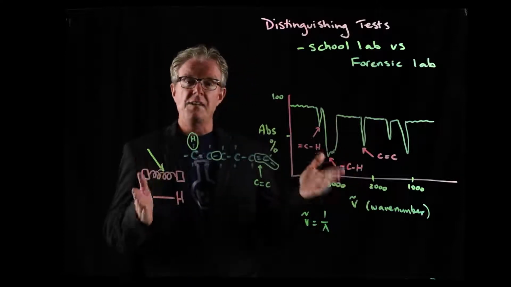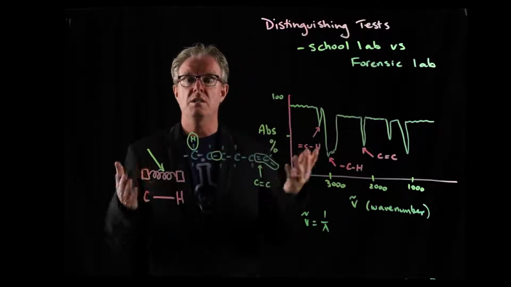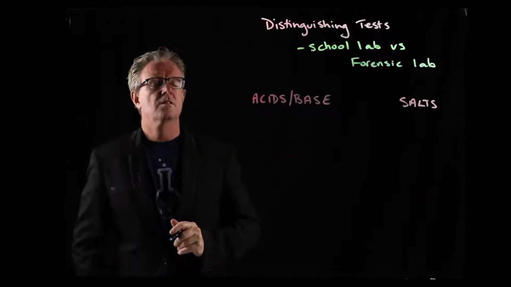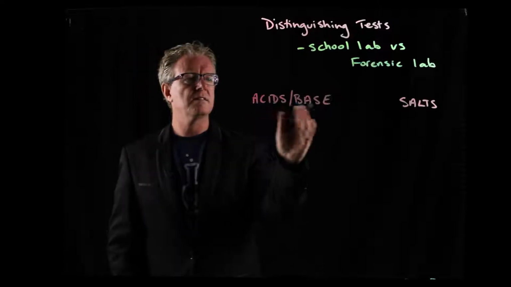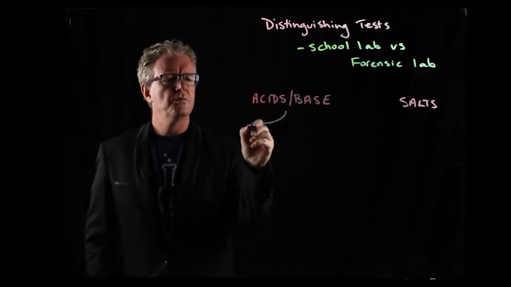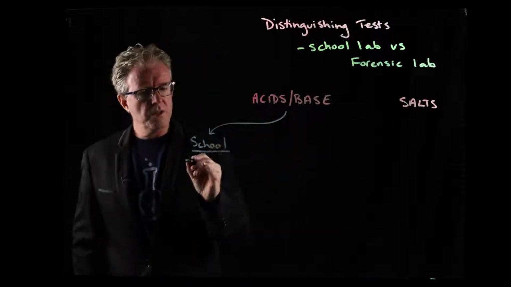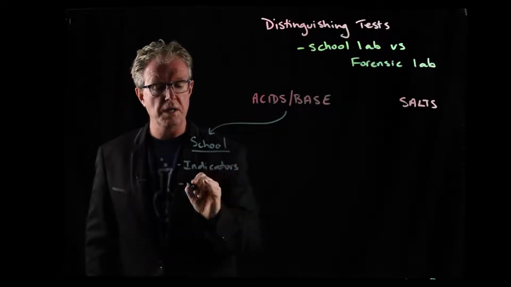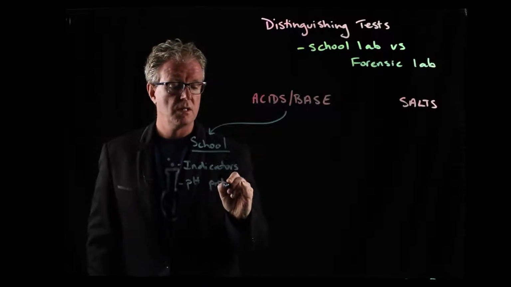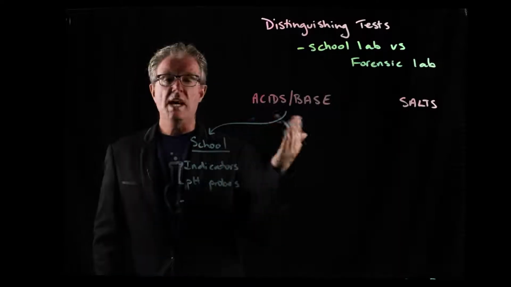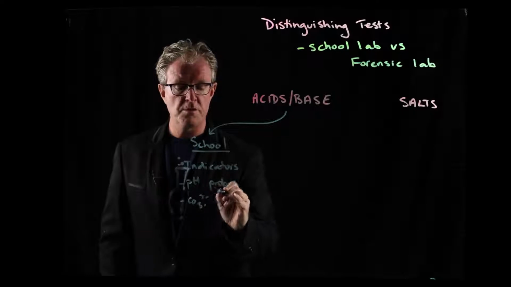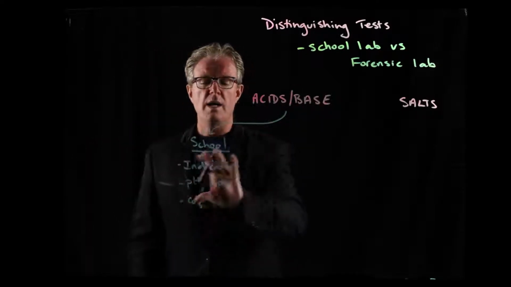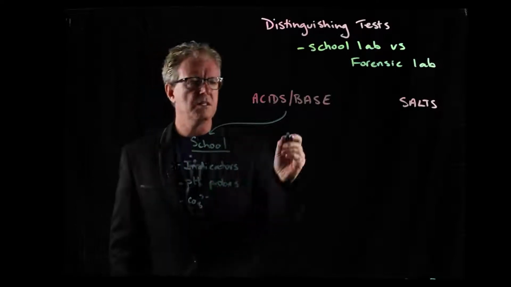All right, so we're going to look at another class of compounds now and see how we can detect for those versus the forensic lab. Okay, the other two types of compounds that we have to understand here are acids and bases. So in terms of the school lab, well, we use indicators. We can use pH probes. We can use reaction with carbonates. That'll produce CO2 gas. That indicates it's an acid, for example. So very wet lab destructive testing.